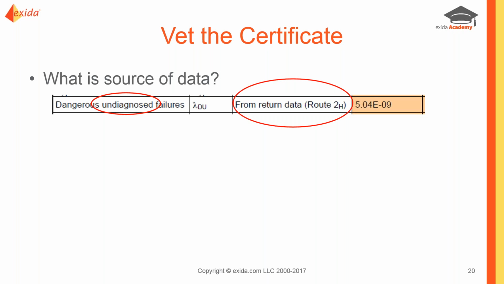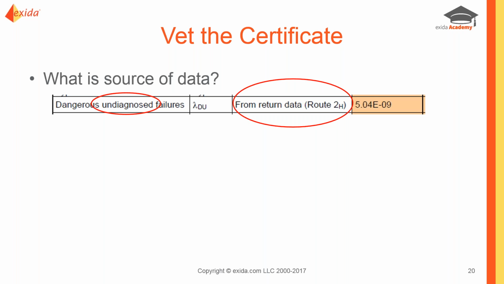Undiagnosed suggests that maybe there's failures that were not detected, or failures that once they have been diagnosed, they maybe pulled out of this and called something else. So it's important to understand if there's a difference in definition. And the other note is we've got from return data. There's a lot of valid use for return data, but you have to understand where it came from, how it was used, and what the basis was.